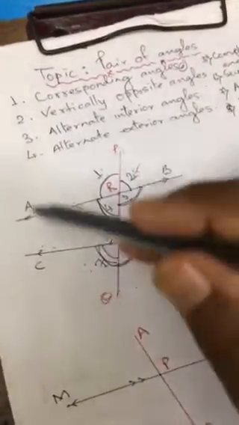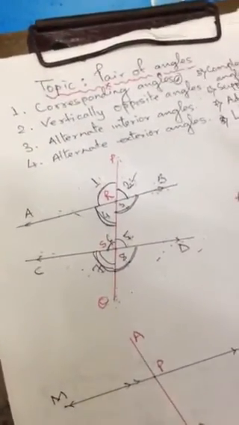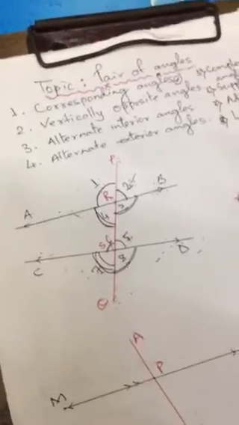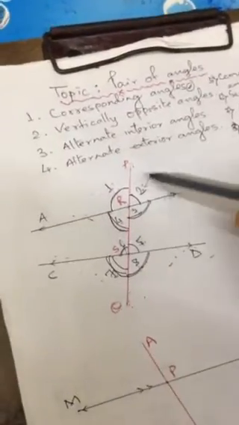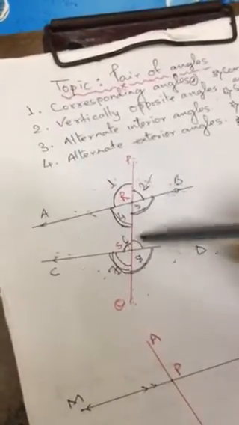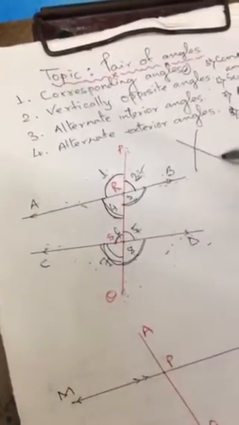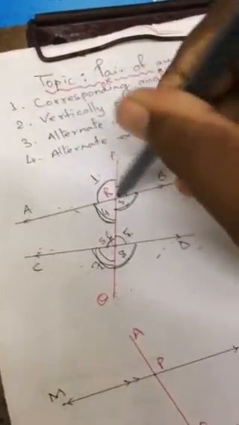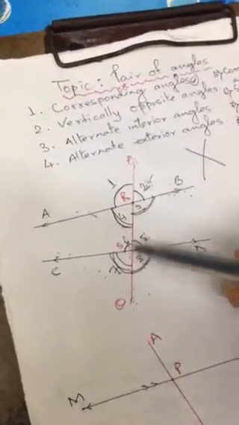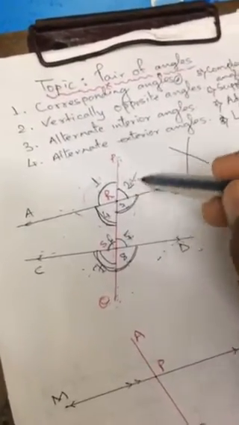In this figure again I want to discuss the vertically opposite angles. Vertically opposite angles are formed when two line segments, or two rays, or two simple lines intersect each other. Like you see here, PS and AB are intersecting each other at R. In that way, 4 angles are formed. So the angle opposite to the vertex.